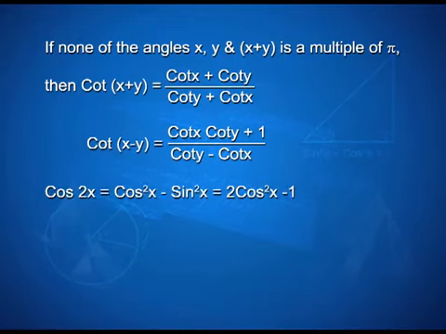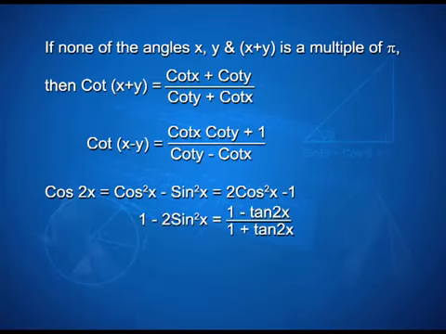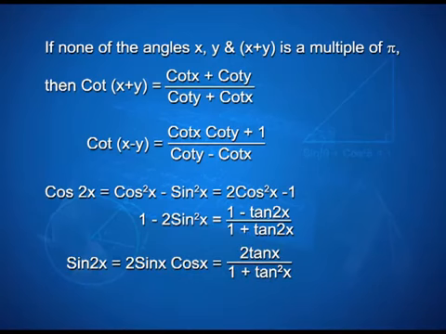Cos of 2 x can be expressed as cos square x minus sin square x or 2 cos square x minus 1. It could also be expressed as 1 minus 2 sin square x, and in terms of tan x we can write 1 minus tan square x upon 1 plus tan square x. Sin of 2 x can be written as 2 sin x cos x or 2 tan x upon 1 plus tan square x.